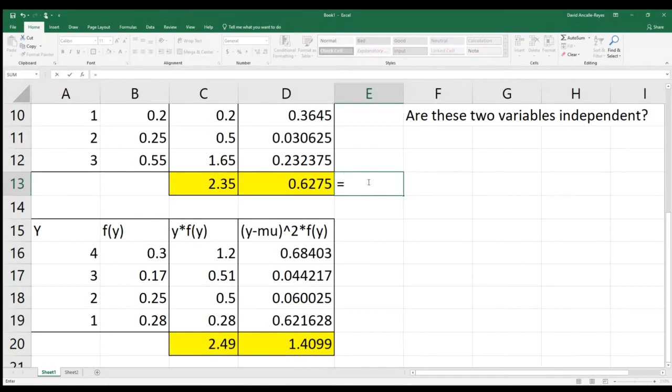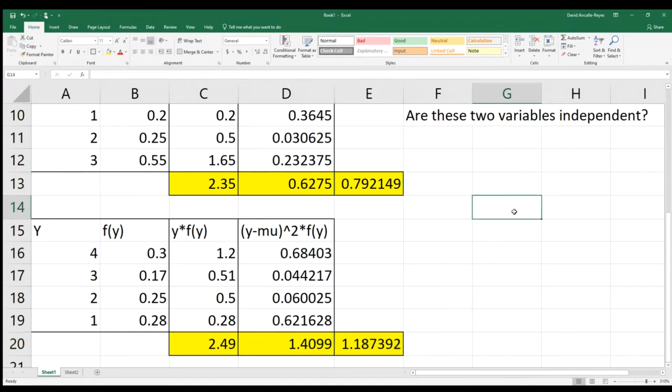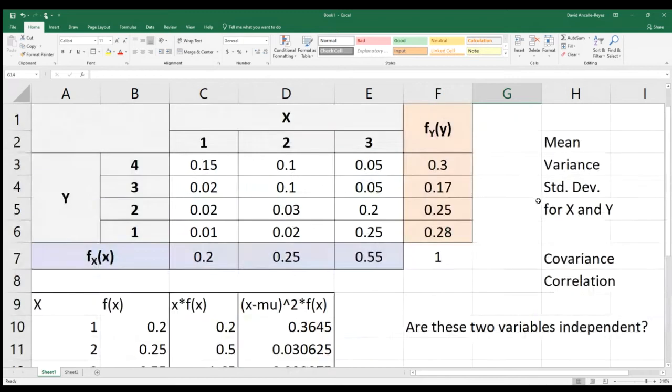What's the standard deviation for x? 0.7922. Good. How did you get that? Square root of the variance. Correct. All right, good. So we have mean, variance, standard deviation.